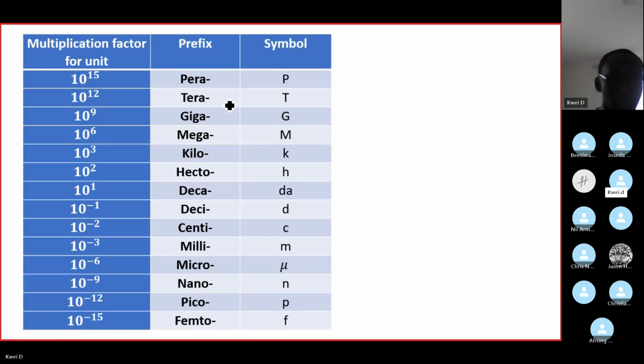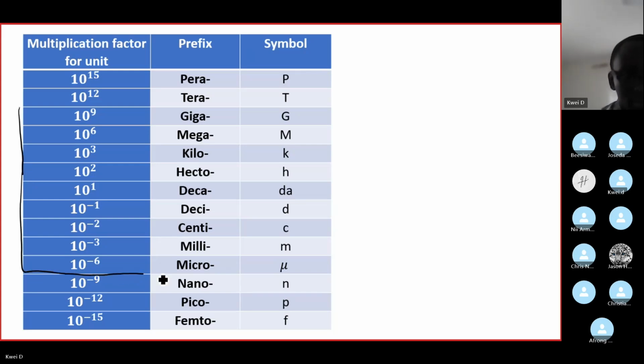As you can see over here, we have these very simple prefixes. If we look at the ones that you are going to come across in physics mostly, let me circle those ones for you. I'm talking about the SHS level. Mostly these ones.